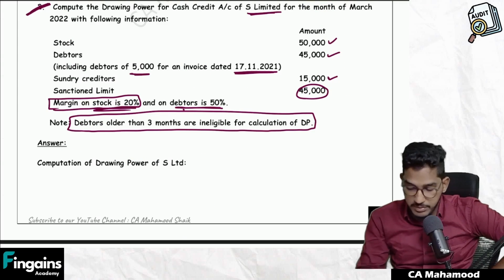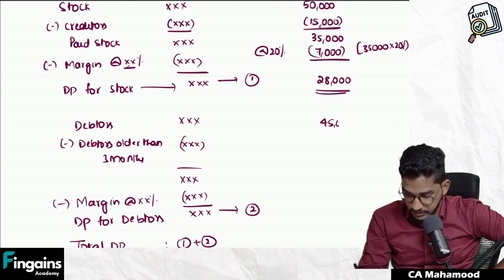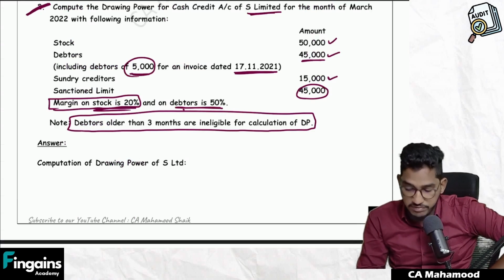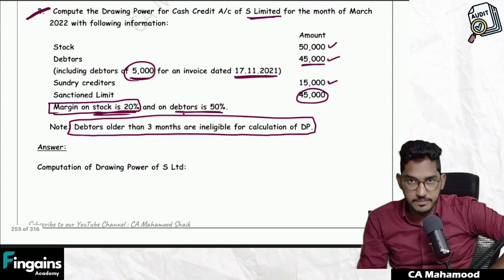Similarly, debtors information is also given. What is the total debtors? 45,000. Okay, total debtors are 45,000. Now they say that one of the debtors relates to an invoice of 5,000, and the invoice was dated 17/11/2021.